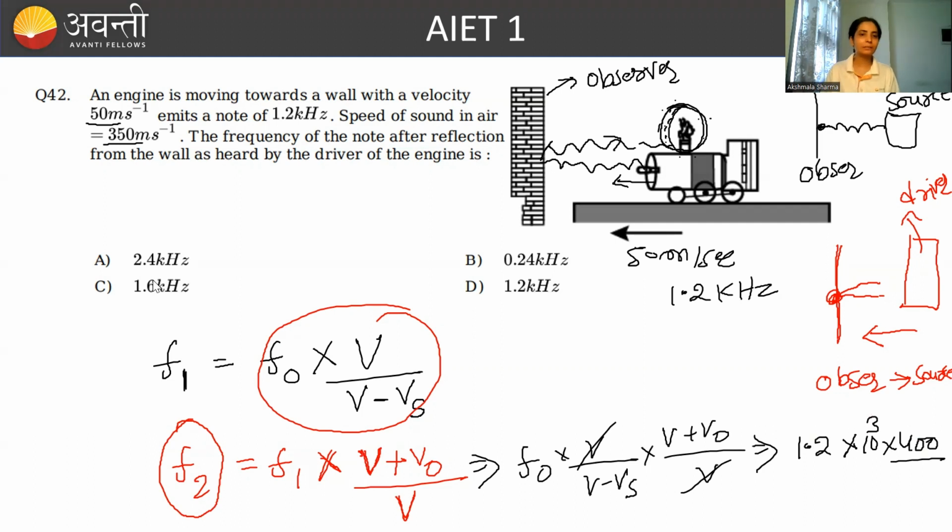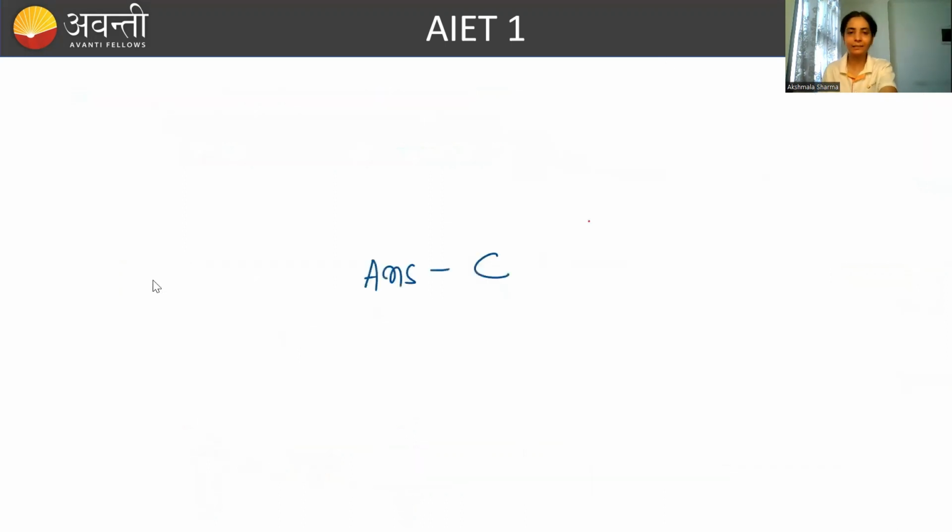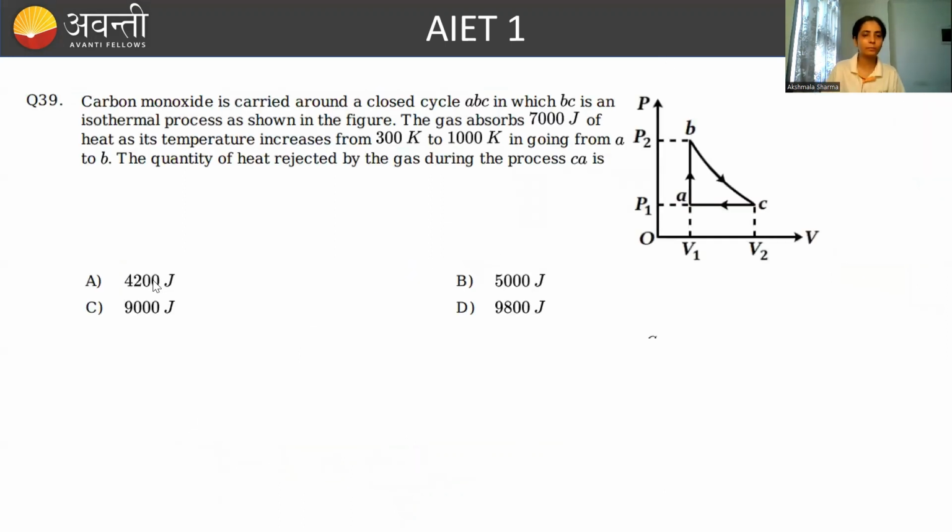V minus Vs. Again, that is 350 minus 50. That is your 300. So this got cancelled. This 4 by 10 was there. So 4 times 1.2 is 4.8, divided by 3 gives 1.6, and it will be 1.6 kilohertz. Then I hope it is clear. I hope. So this is this. I tried explaining so that you can understand the concept.